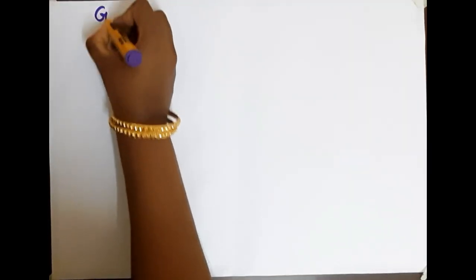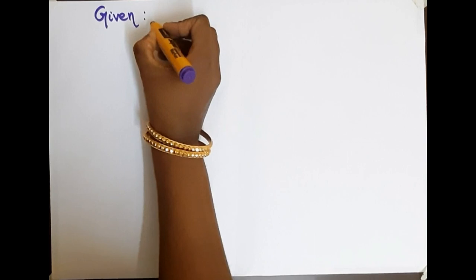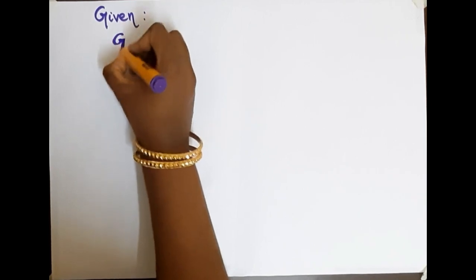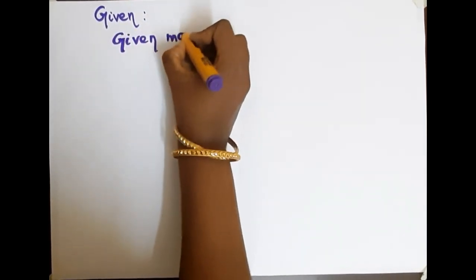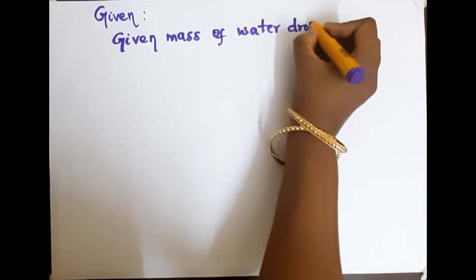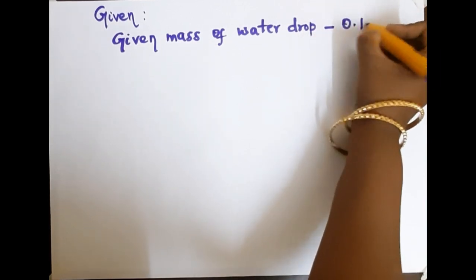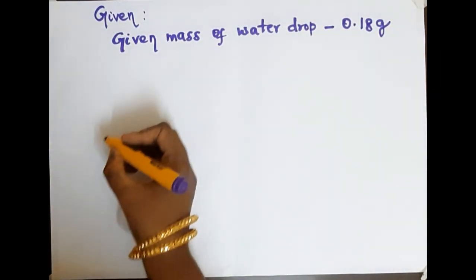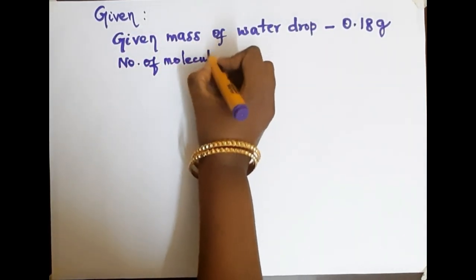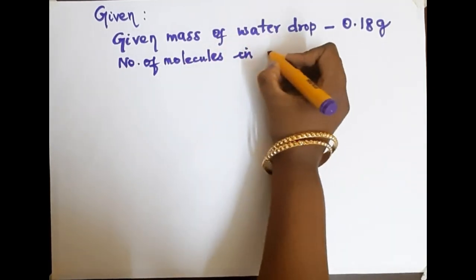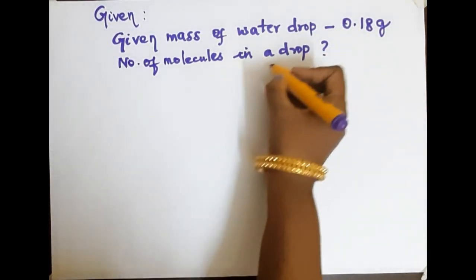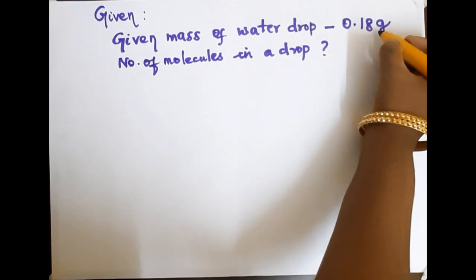So first, given. What is given, children? Given is the droplet weight. The given mass of the water drop is equal to 0.18 gram. So what do we have to find? The number of water molecules present in a drop, in that drop which weighs 0.18 gram. Is it clear, children? Okay.